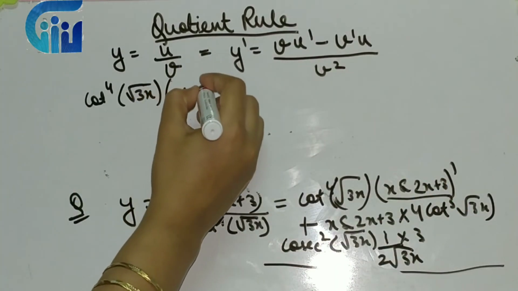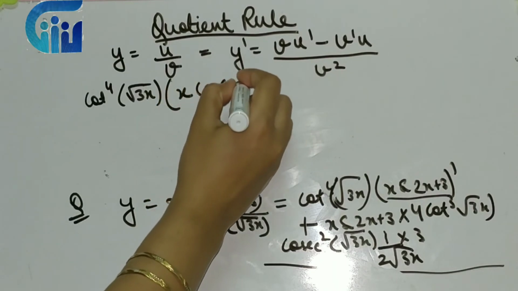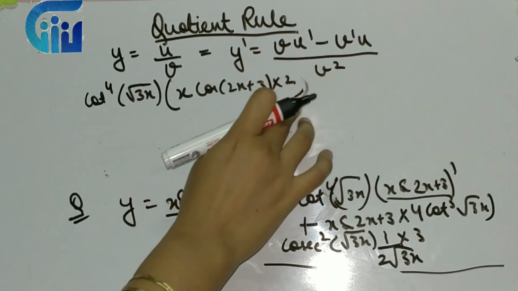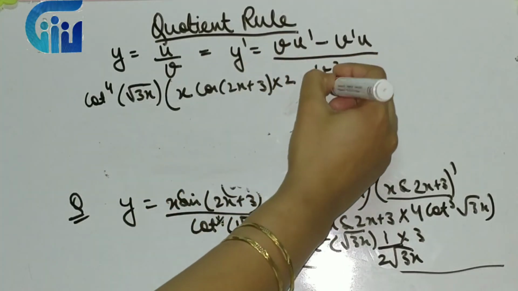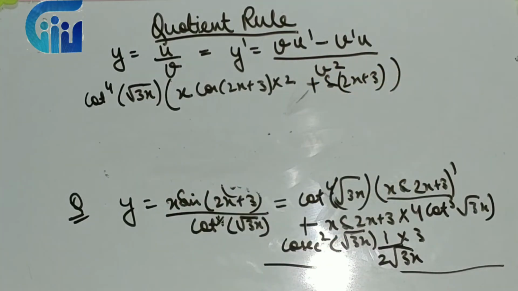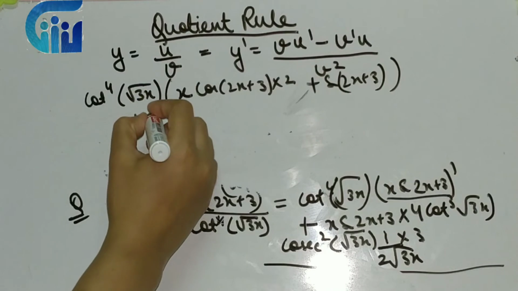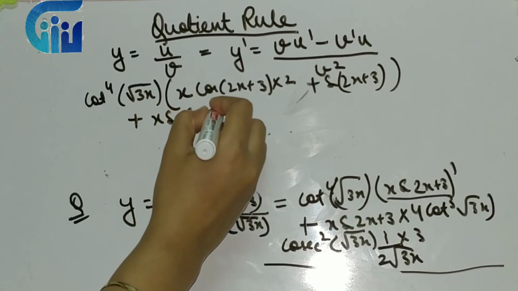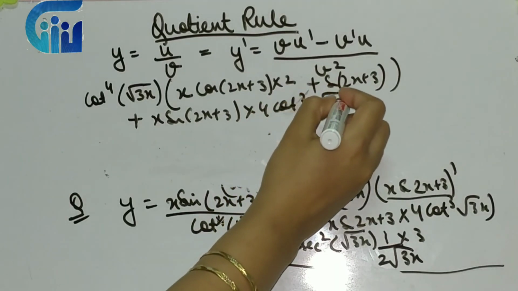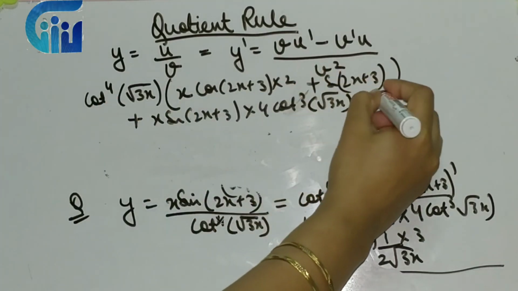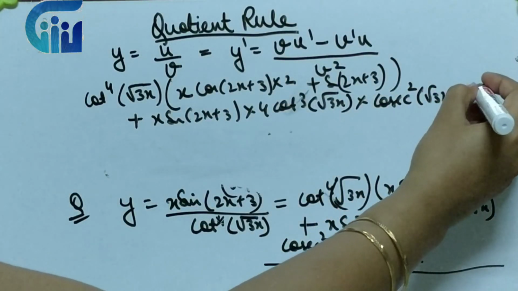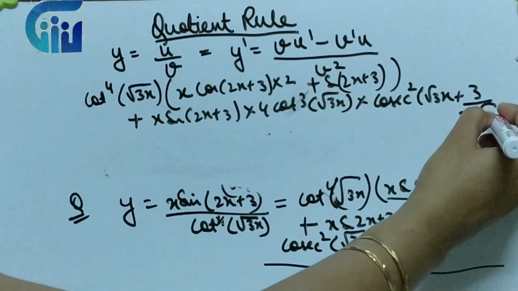x as it is, the derivative of sine will be cos 2x plus 3. The derivative for 2x will be 2. Then we'll put a plus sign, then sine 2x plus 3 as it is, and the derivative for x is 1, and the rest of the derivative I'll just write here. So x sine 2x plus 3 into 4 cot cube root 3x into cos x square root 3x plus 3 by 2 root 3x.